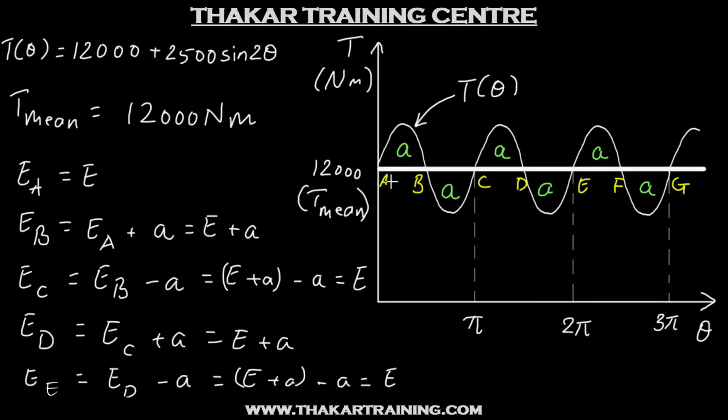So as we see over here, the energy of the flywheel at points A, B, C, D, E, etc. will just alternate between E and E plus A. So at A it was E, at B it was E plus A, at C it was E, at D it is E plus A, at E it will be E, at F it will be E plus A, and so on. So we can say that the maximum energy that the flywheel has is E plus A and the minimum energy that it will have is E.